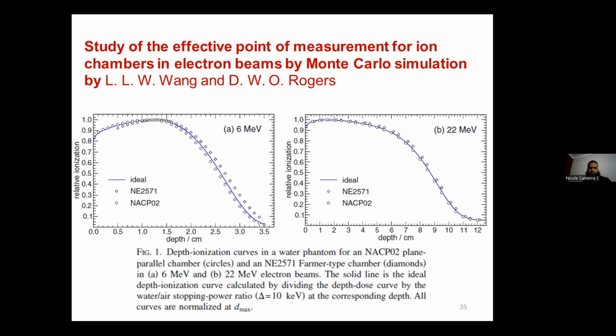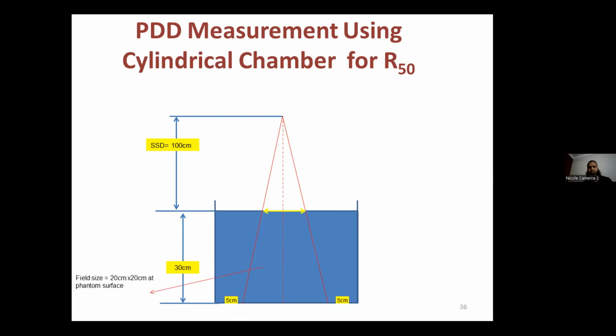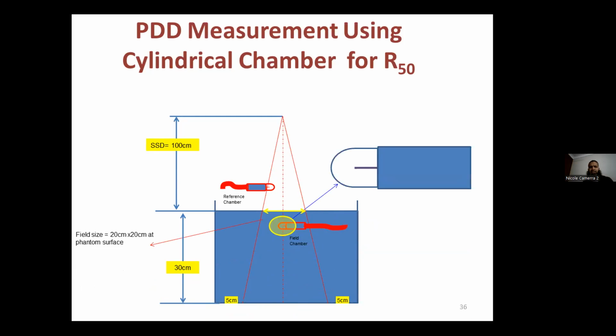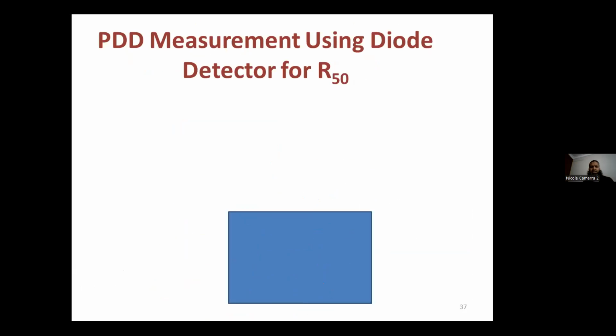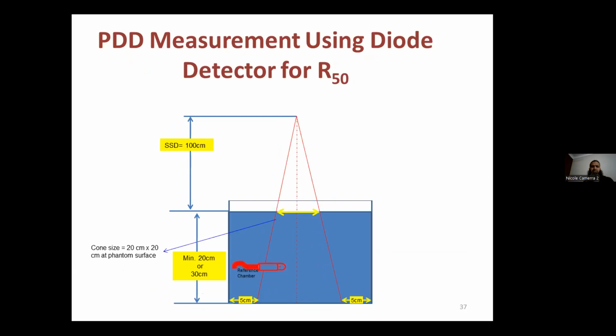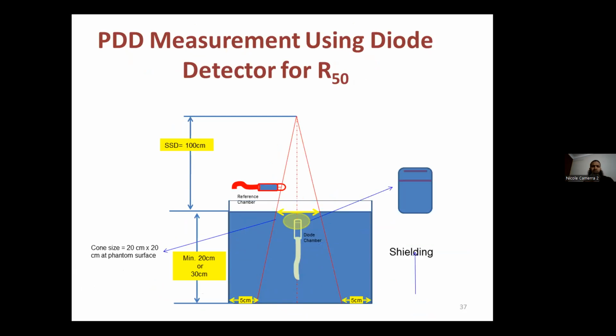So next is the measurement using the cylindrical chamber for R50. So what do you do actually? This is the standard setting. You do the PDDs using the ionization chamber, and then you correct your effective point of measurement. And if you're using diodes, it is done in a similar way. So the effective point of measurement in a diode is also important.